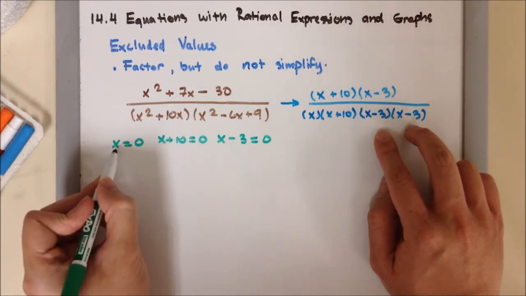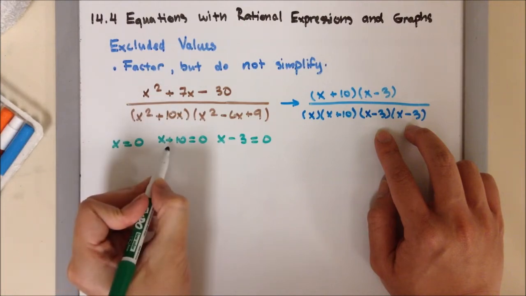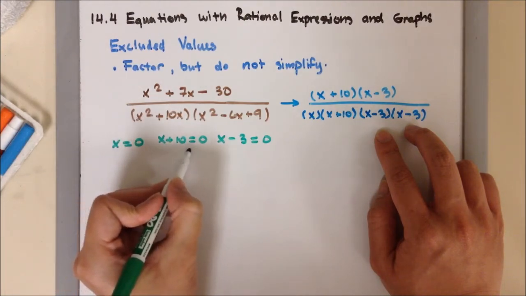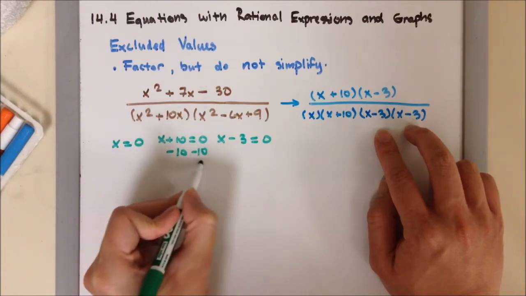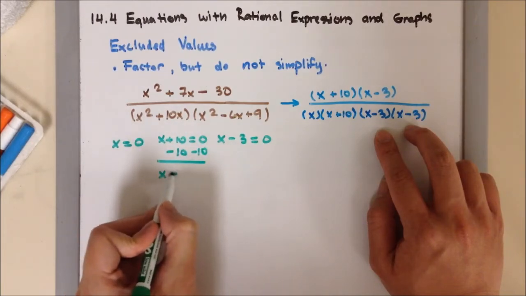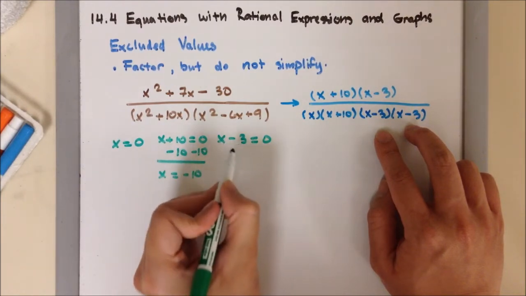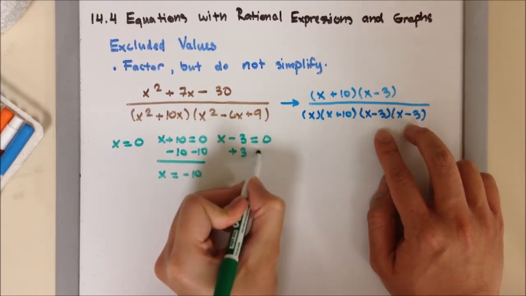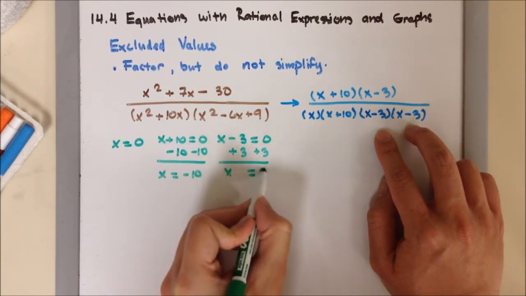Now for the first one, x equal to 0, there's nothing you do. That's it. Let's take a look at the second one. x plus 10 equal to 0. I'm going to subtract 10 on both sides. So x equal to negative 10. On the last one, x minus 3, I'm going to add 3 to both sides. So x equal to 3.